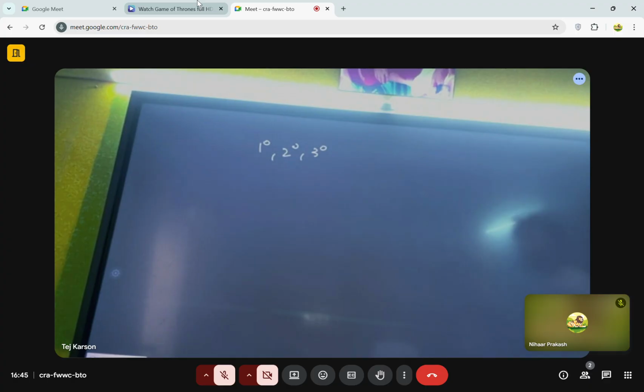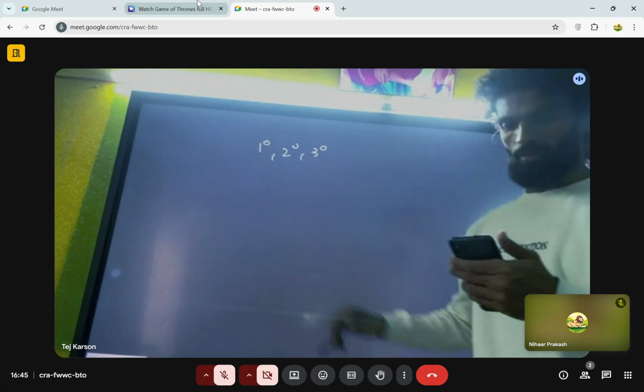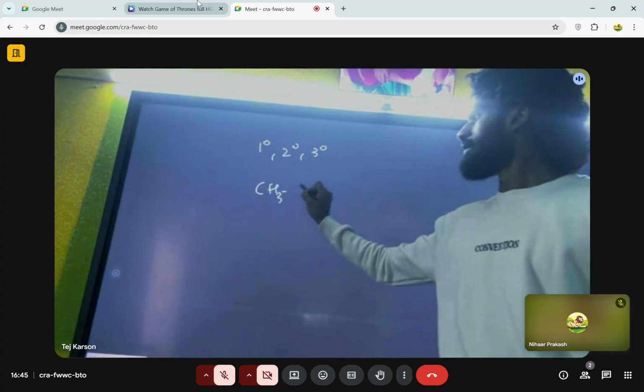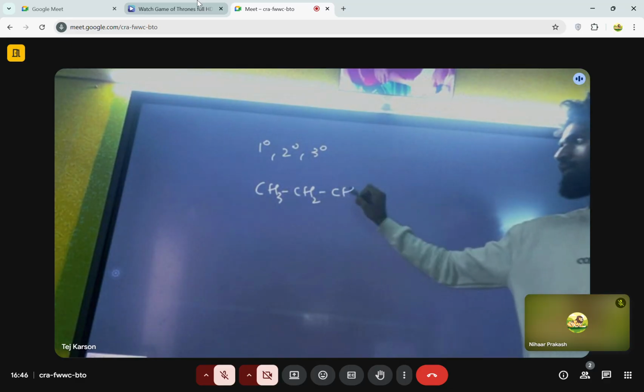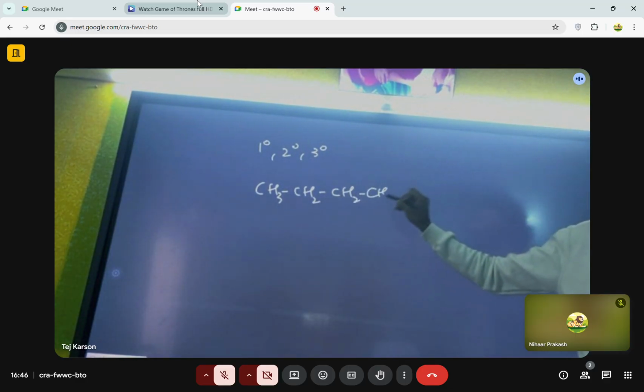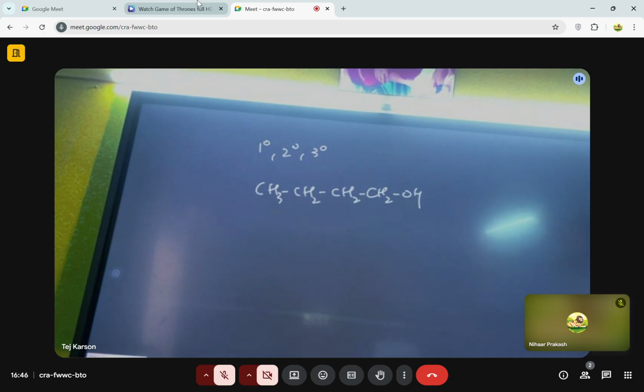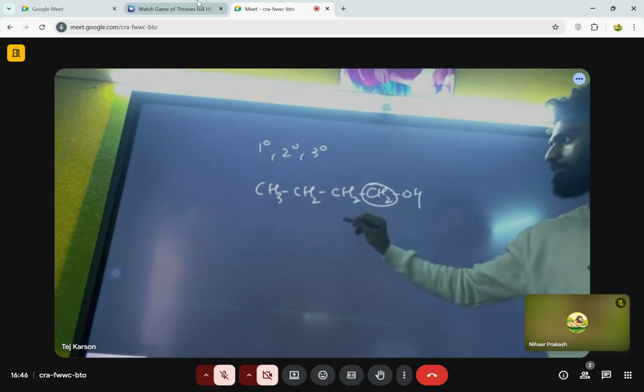Okay. 1, 2, 3, 4. Don't write, listen. 1, 2, 3, 4. Okay. Answer my question properly. In this case, the OH group is attached directly to how many carbons? Directly. 1. Therefore, it is primary.